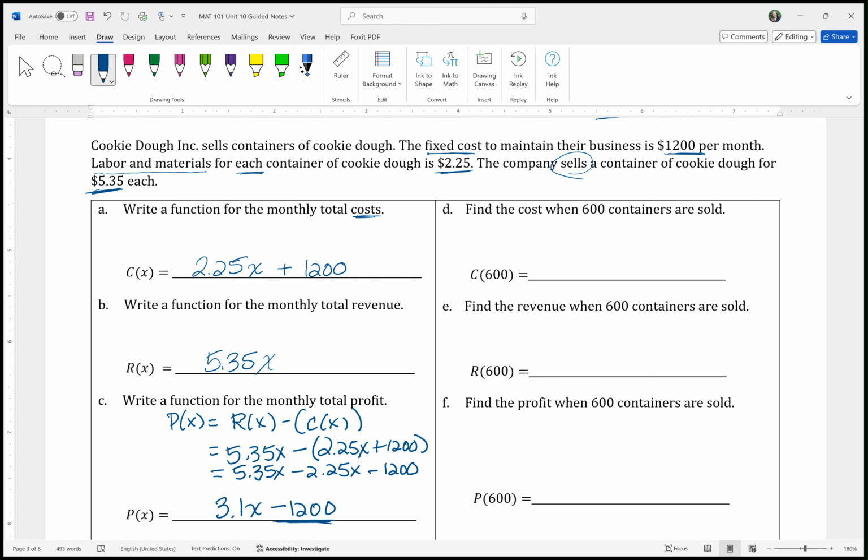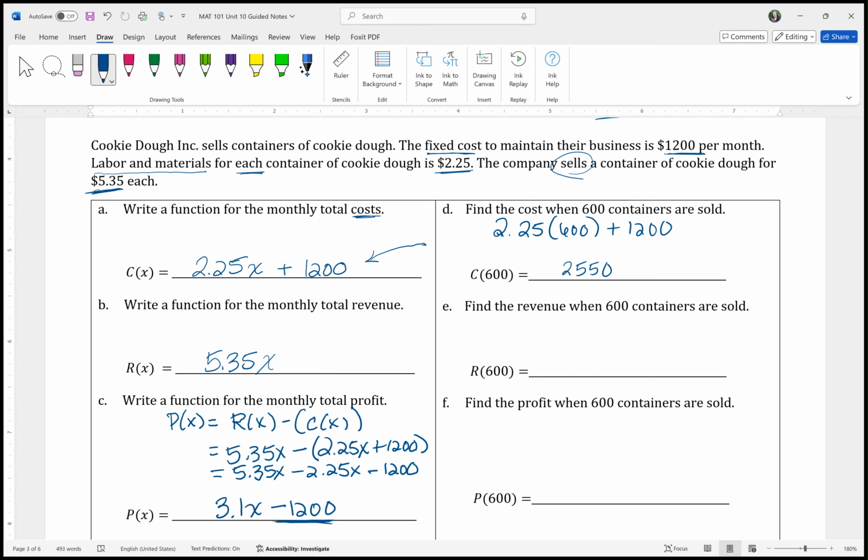Okay. All right, let's look at D. Find the cost when 600 containers are sold. We have a cost function. This is basically saying plug in 600. So we are plugging 600 into the 225x plus 1200. So 225 times 600 plus 1200. Well, let's see what that ends up being in our calculator. So 225 times 600 plus 1200 is 2550.